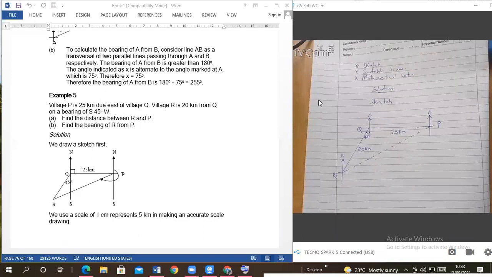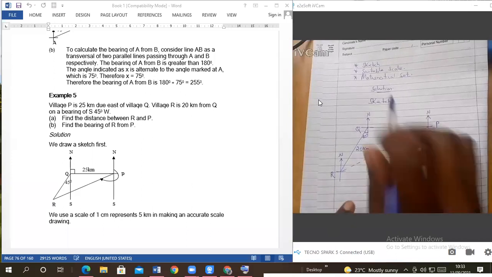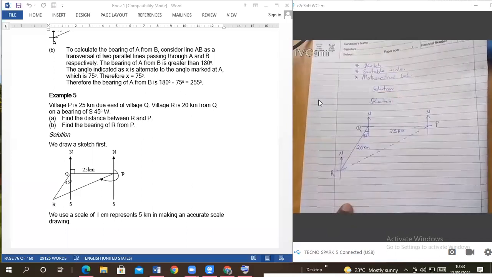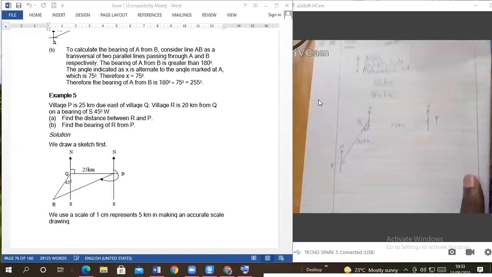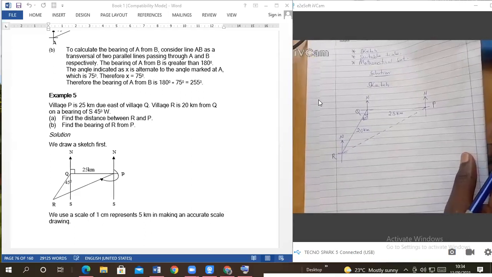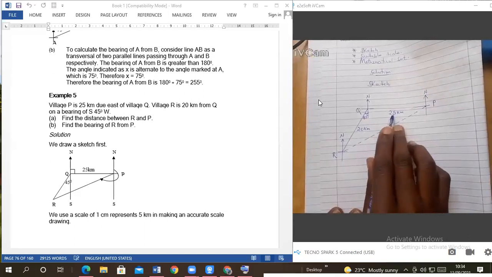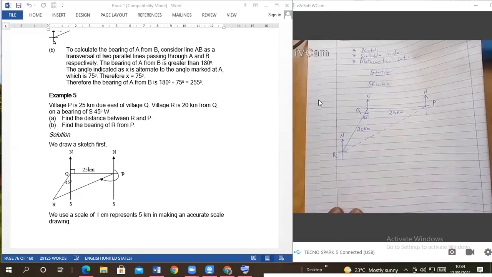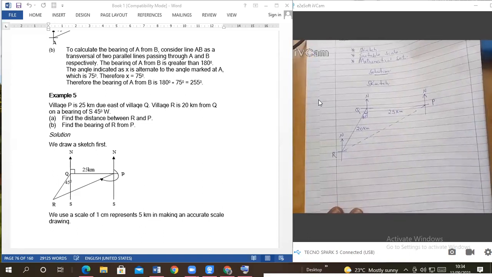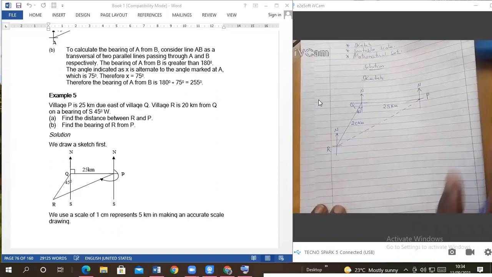After that, we said the next step is a suitable scale. Why do we get a scale? Because we can't measure 25 kilometers. Can we measure 25 kilometers in our book or with our ruler? No, we cannot. So what we need is to get a suitable scale.